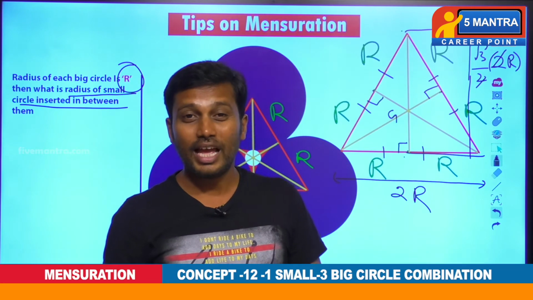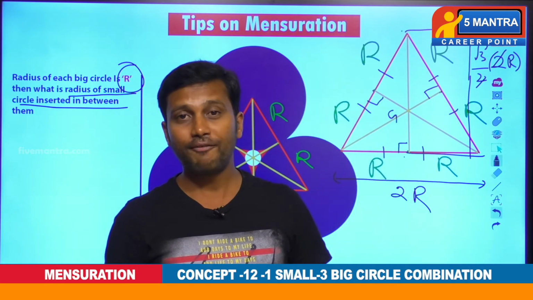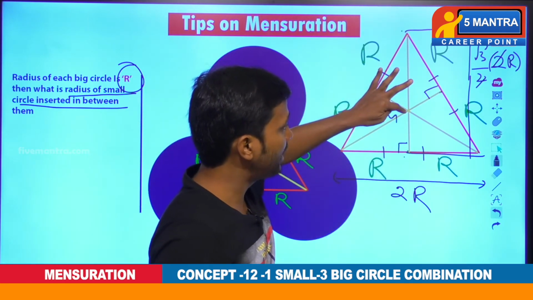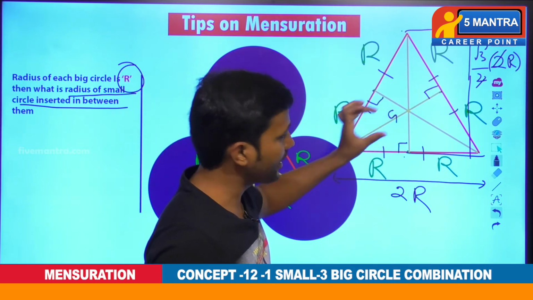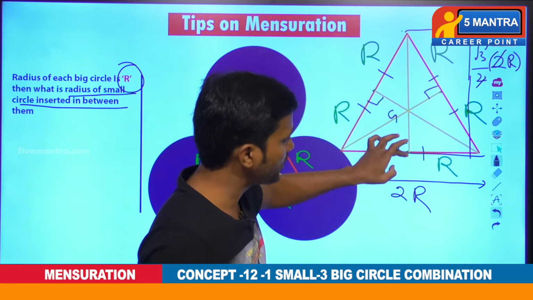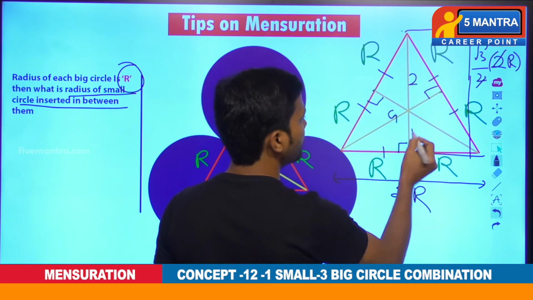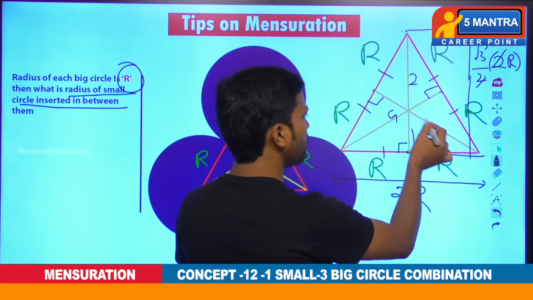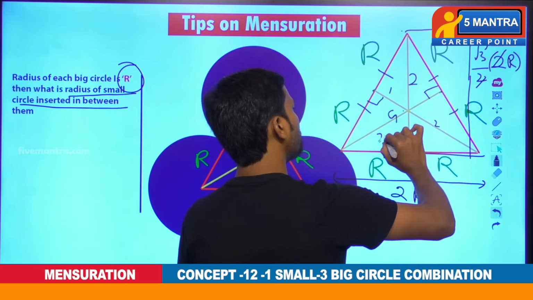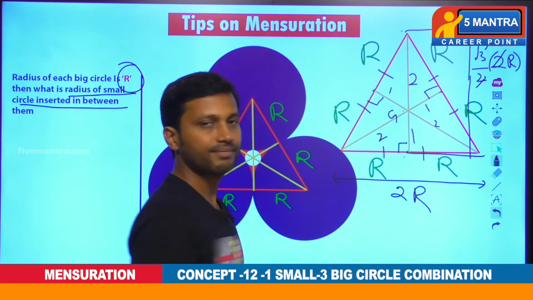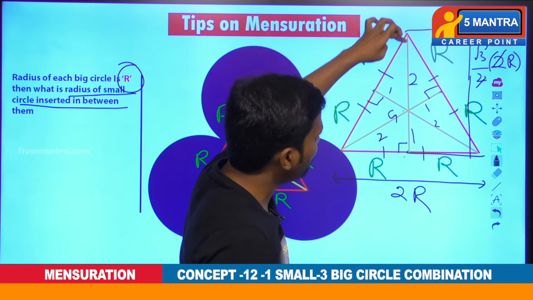Here G divides every median in the ratio 2:1. From where 2 parts and from where 1 part? From the vertex to the centroid, 2 parts of the distance will be covered, and from the centroid to the side, 1 part will be covered. This is 2 parts and this is 1 part. Not only for this, also for this median this is 2 parts and this is 1 part. Clear?